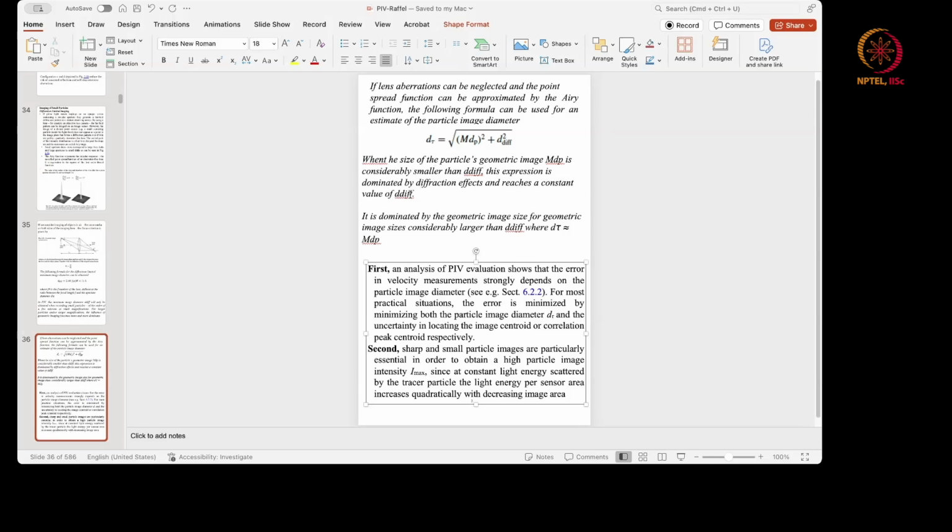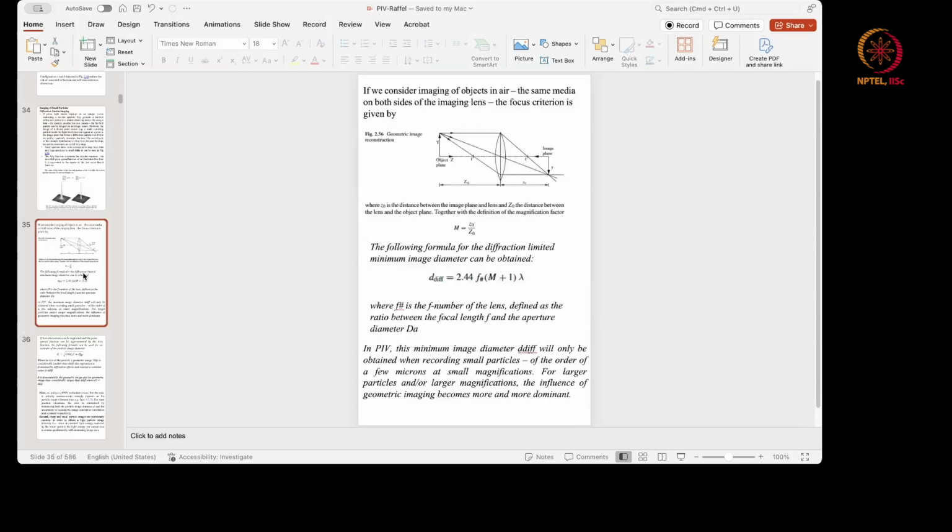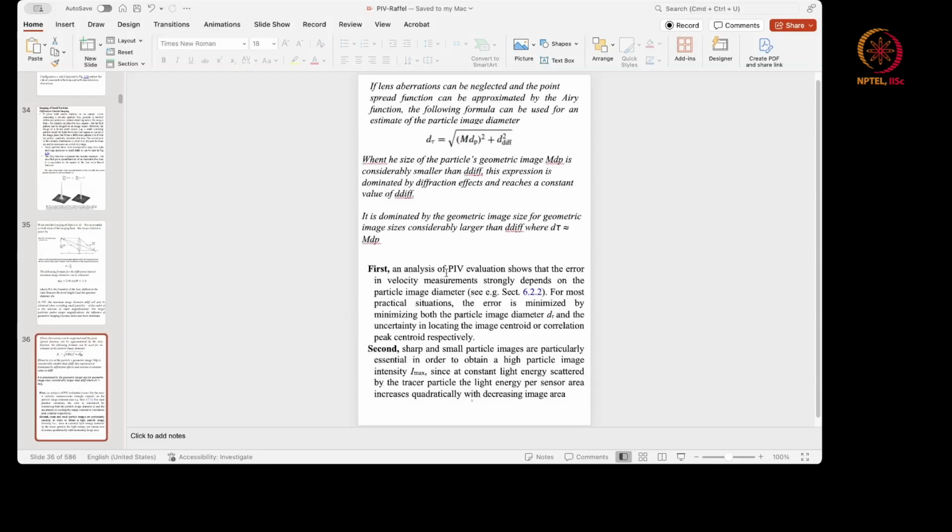So you can see that the diffraction limit is very, very important, because beyond a certain size, you cannot really recognize the particle any longer. It is a function of the wavelength, obviously. So the smaller the wavelength, the less is the diffraction diameter, so you can go to smaller particle sizes, essentially. This is what it means.